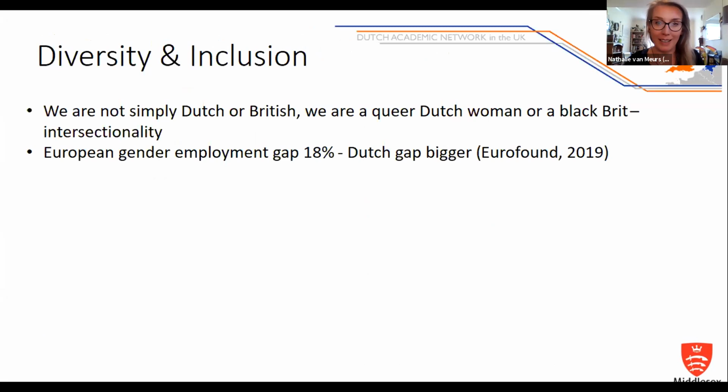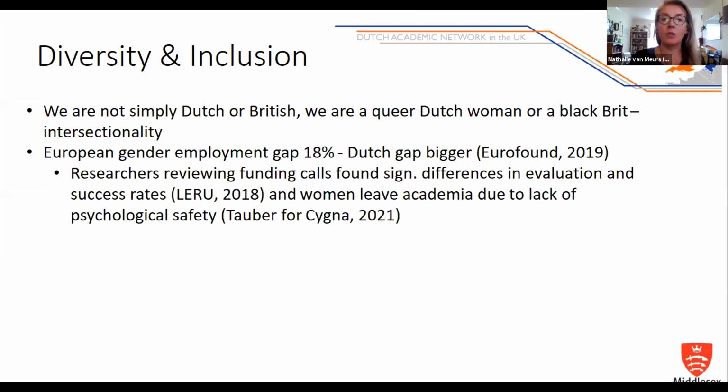Now, I'm going to talk about that topic that you're not supposed to mention, money. The European gender employment gap is 18%, but the Dutch gap is bigger. What is more, research found that when people were reviewing funding calls, they found significant differences in the evaluation and the success rates between men and women. And Suzanne Tauber at Groningen has done some research that found that women leave academia due to the lack of psychological safety.